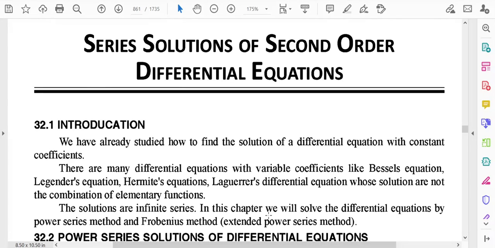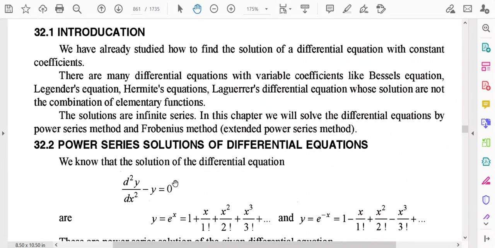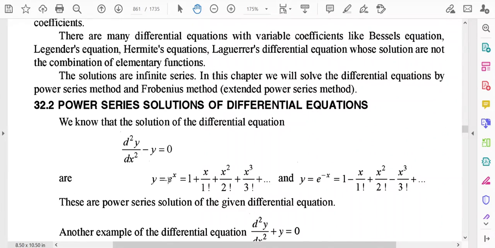In this lecture, we are going to discuss the series solutions of second order differential equations, and the content of this lecture is from the book of Das and Verma, Higher Engineering Mathematics. And in this lecture, we are going to discuss the power series method for solving differential equations. So let us take an example.